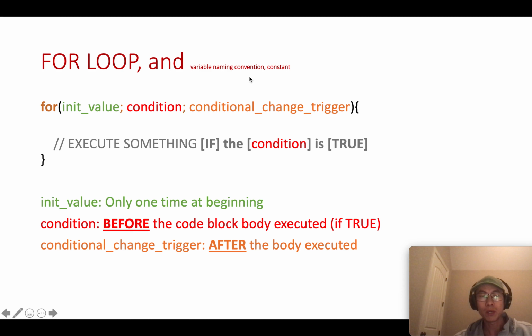So today I'm going to share a very interesting lesson, a very interesting topic, which is the for loop. And I will tell you about variable naming conventions and constants as well. I don't want to overload the lesson too much, so I will add some more information about what a variable naming convention is, what a constant is, and how to declare one. So let's go with our main purpose today.